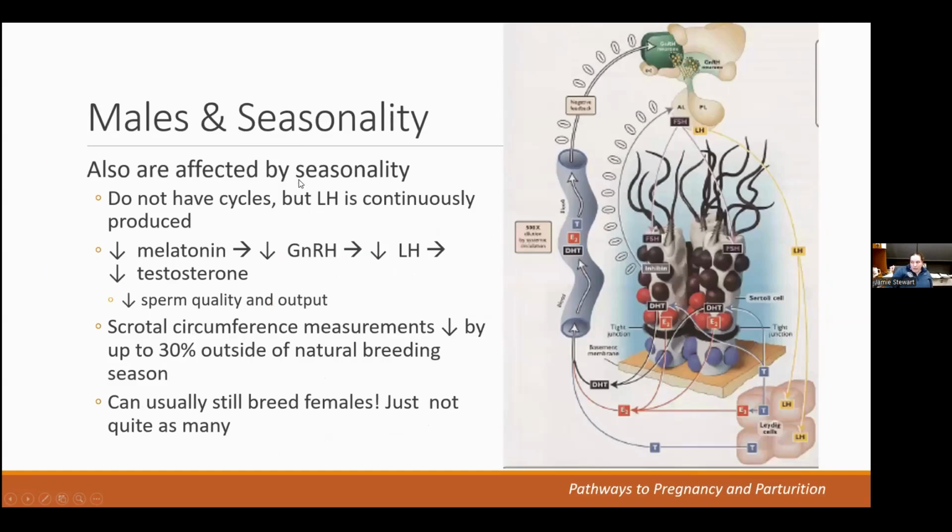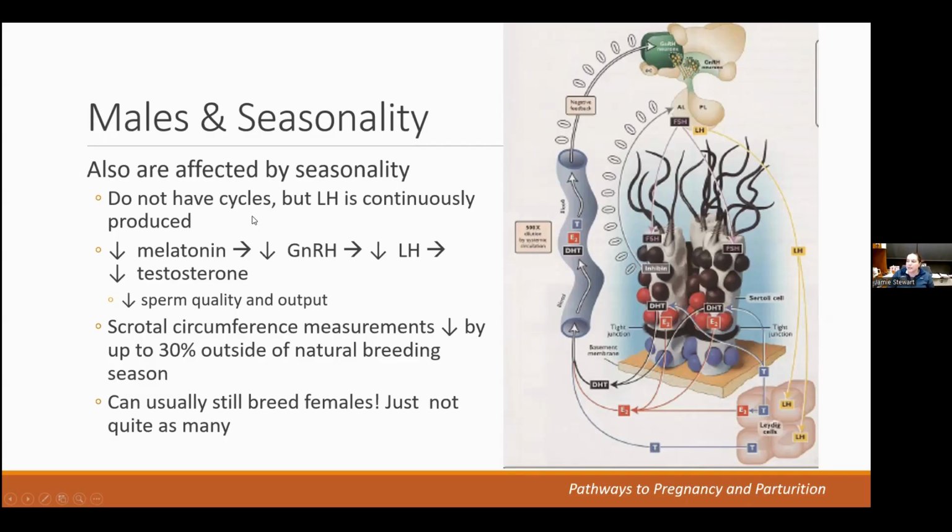So males are also affected by seasonality. Unlike females, they don't have cycles, but instead that GnRH and LH is continuously being produced. So just like females, when there's decreased melatonin, there's going to be decreased GnRH production. So again, they still have LH coming from that pituitary gland, but they have decreased LH, and LH actually acts on Leydig cells of the testicles, and it promotes testosterone production. So when you have more melatonin in season, you're going to have more GnRH, you're going to have more LH, and your testosterone is going to be higher.